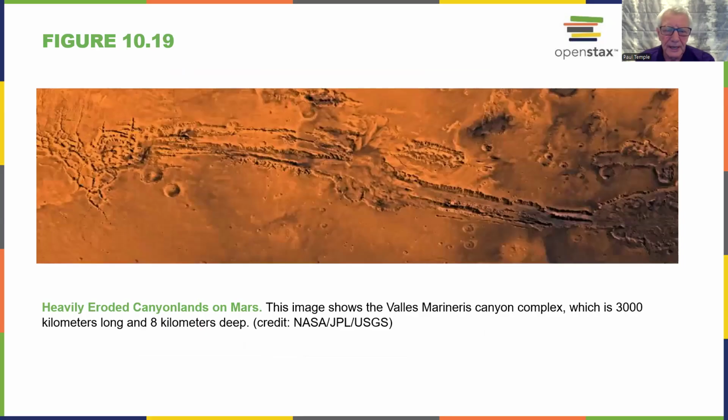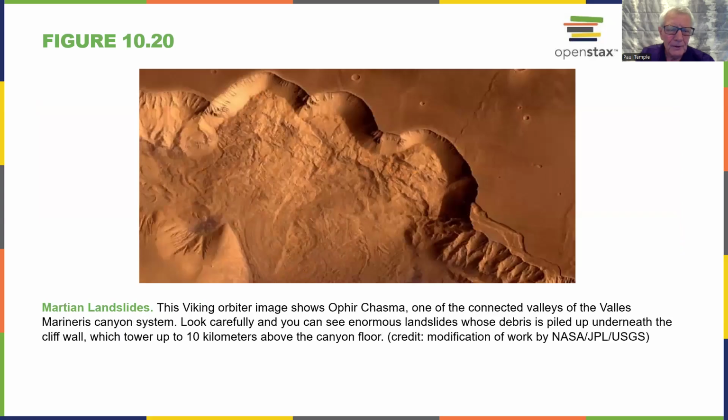This is the eroded canyon lands on Mars, the Valles Marineris, 3,000 kilometers long and 8 kilometers deep. Again, dwarfs the Grand Canyon many times over. This is Martian landslides. The Viking orbiter image shows Ophir Chasma, one of the connected valleys of the Valles Marineris canyon system. You can see enormous landslides whose debris is piled up underneath the cliff wall. One of the thoughts is there may be water under the surface of Mars, and that every once in a while it gets warm enough to melt some of that water and it causes these giant landslides. There's other causes as well, so that's just something that's been discussed over the years.